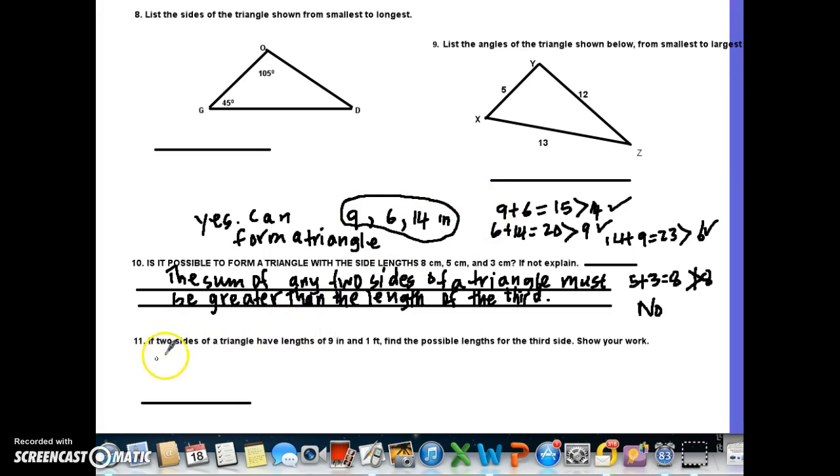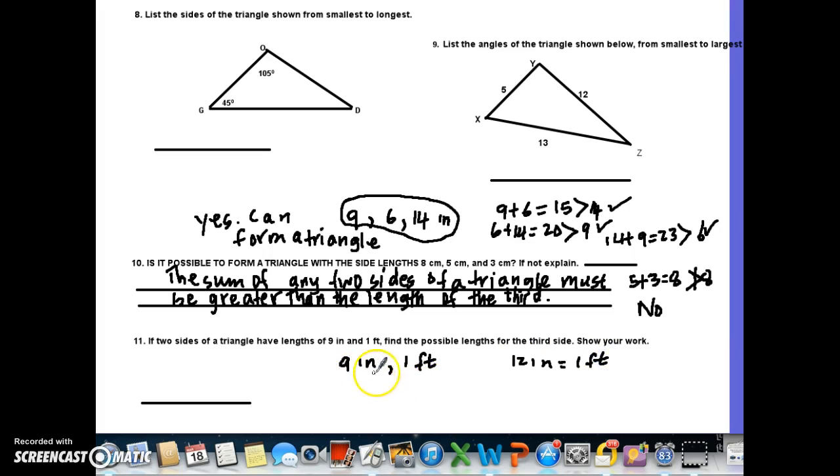Finally, number 11 says, if two sides of a triangle have lengths of 9 inches and 1 foot, find the possible lengths of the third side. Show your work. So you've got 9 inches and 1 foot. Our units are mixed here. So what we want to do is compare apples with apples. So we have to bring the feet to inches. So we know that 12 inches make up 1 foot.